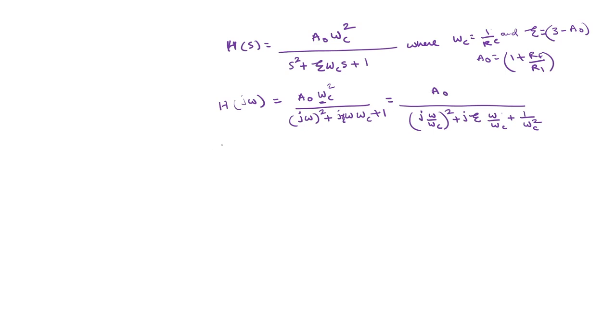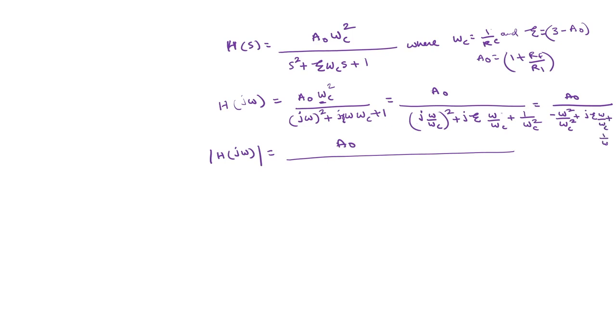So, it will be the magnitude response, magnitude of H of j omega, is equal to a naught divided by the magnitude of this one. We can also write this one as a 0 divided by, j square is minus 1, so minus omega square by omega c square plus j times zeta omega by omega c plus 1 by omega c square.